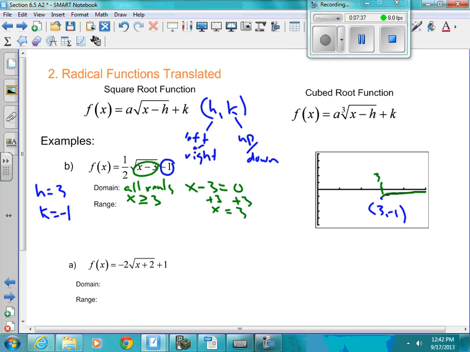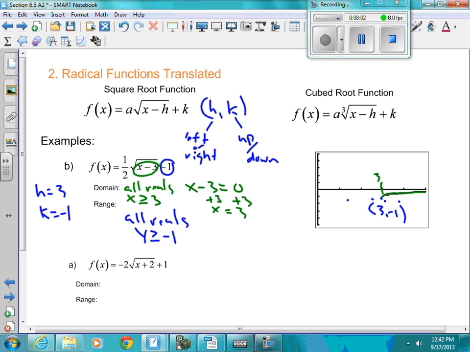All the values are above -1. You can clearly see they're all above this imaginary line. So our range is going to be all real numbers where Y is greater than or equal to -1. So we look at the H and the K, that tells us how the graph's been moved and where to center it. It helps us for graphing purposes too.